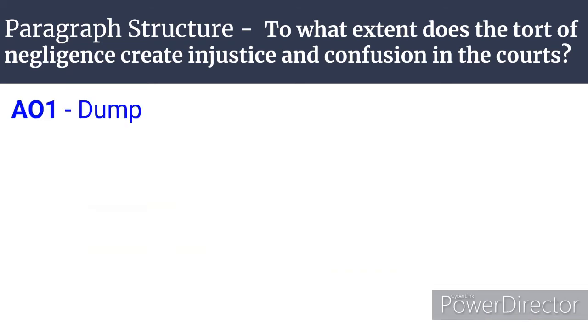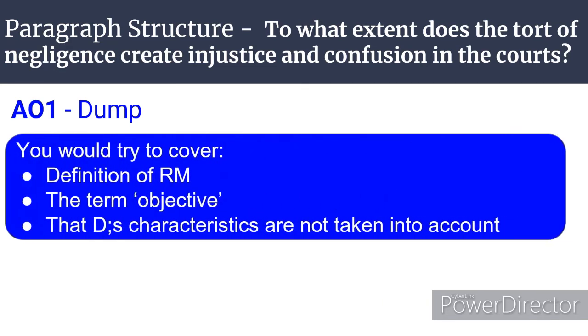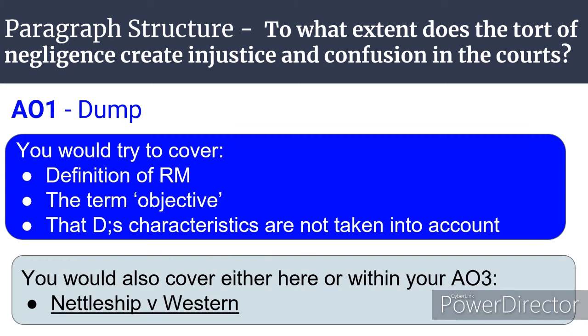The next thing is our law dump, our AO1 dump. So what would you cover? Well, you're going to define what the reasonable man test is. You always define your phrases, don't you? You're going to use that term objective, and you're going to explain what that means. And you're going to explain that it means that the defendant's characteristics are not taken into account. And you may well illustrate this with Nettleship v Western, or of course you could use this later in your AO3 paragraph. Up to you here, as long as you have the dark blue information first.